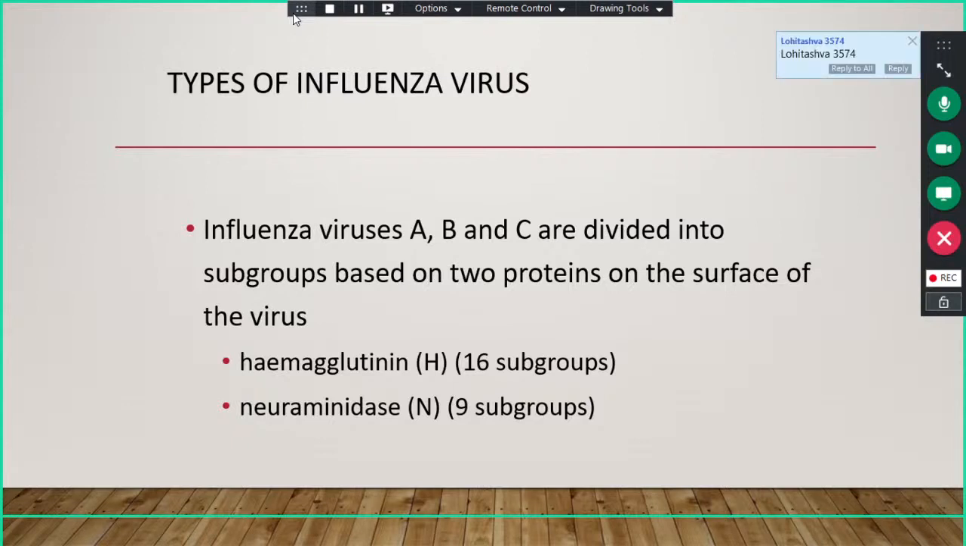There are three types of viruses, A, B and C, and they are divided into subgroups based on two proteins on the surface of the virus. These are hemagglutinins, of which there are 16 subgroups, and neuraminidase, 9 subgroups. And then there are different types of influenza. It may be H1N1, it may be H2N3, H1N5, and so on.